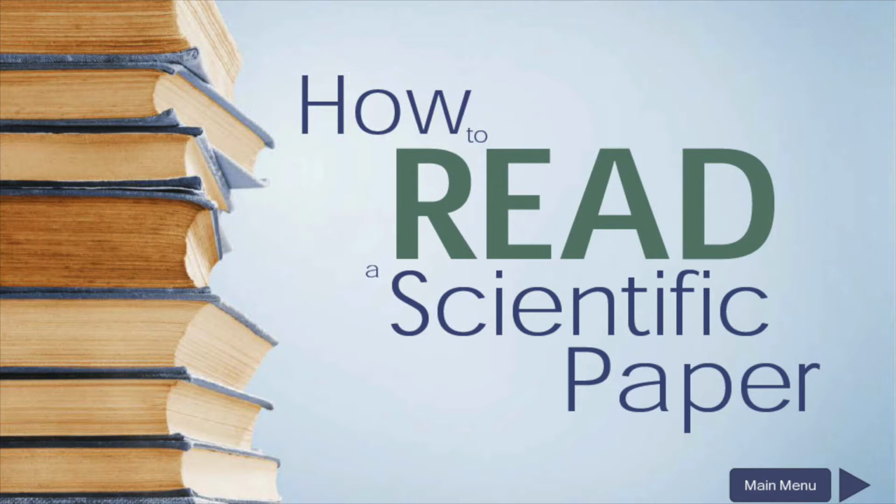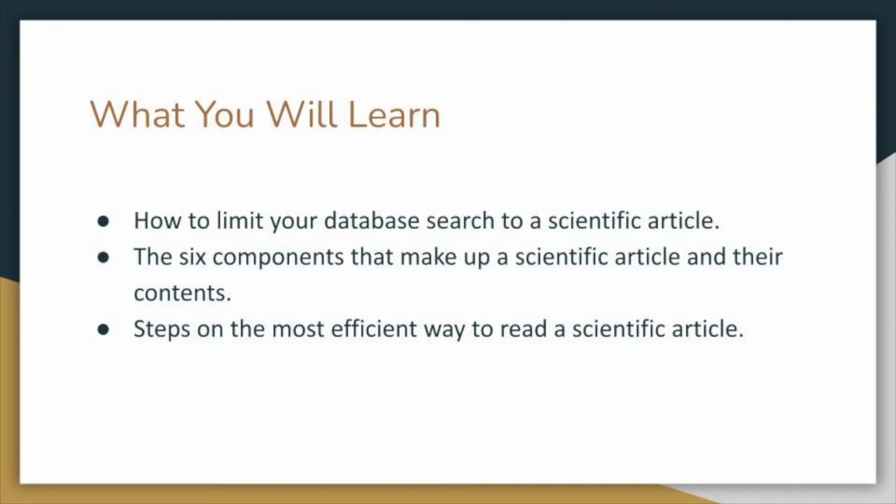This tutorial will help you take control of your learning experience and make progress in understanding how to read a scientific article. This is what you will learn in this tutorial. You will learn how to limit your database search to a scientific study article. You will learn about the 6 components and their contents. You will learn about the steps to take on how to read a study article.